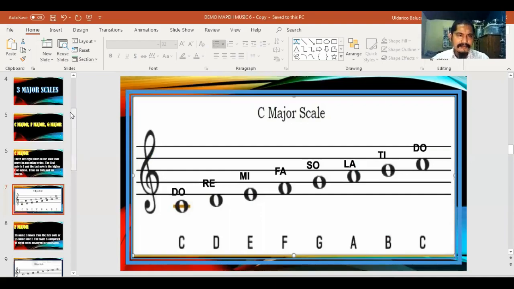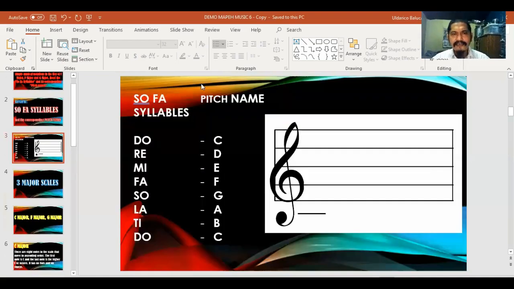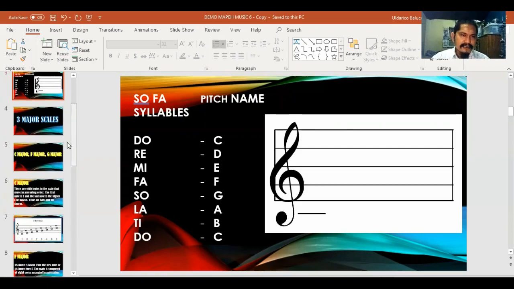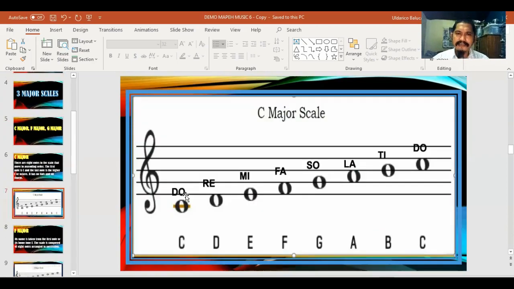By the way, on our solfa syllables, ito yung standard, is the standard C. The do, re, mi, fa, sol, la, ti, do, the C, D, E, F, G, A, B, C. This is standard. Okay, let's go back to the C major scale.